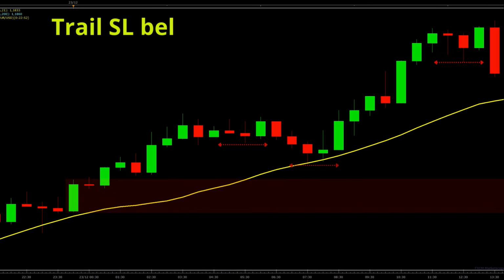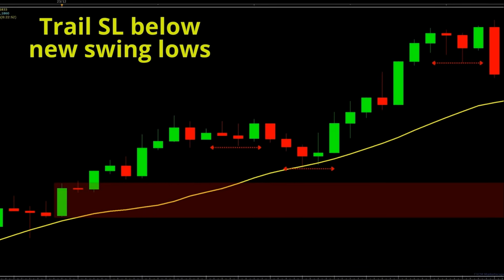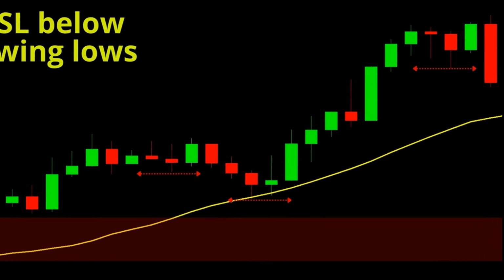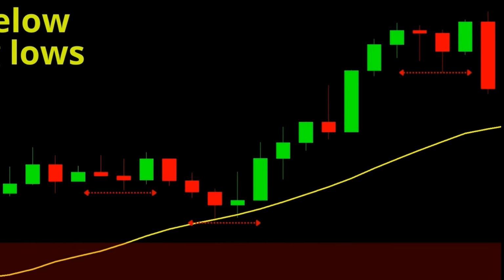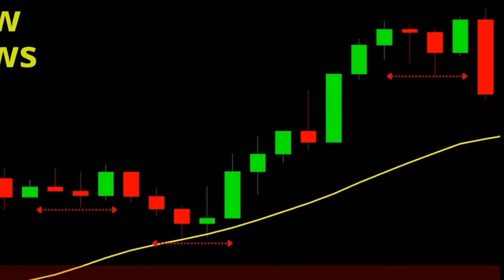To protect our gains as the price moves in our direction, we use an active management technique. We move our stop loss up, placing it just below each newly formed swing low. This allows us to follow the trend safely and lock in profit as the trade progresses.